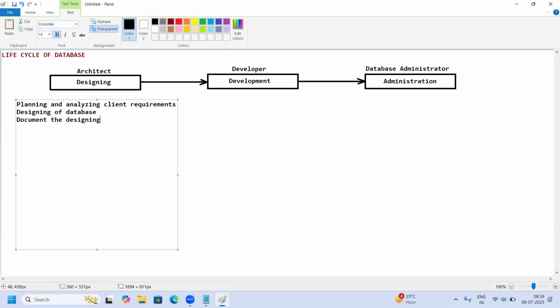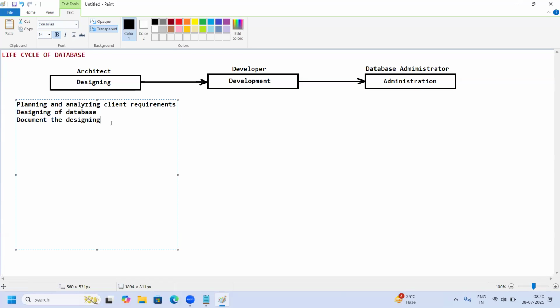He can't deny writing the document. Whatever he is designing, he has to write in the form of what? Document. Why should he write? The reason for writing is that designing sometimes goes on for months together. In between, if he leaves the job, then someone who comes as a new architect in place of him should know till what point he completed the designing, and from where he should start, right? So for that reason, he is supposed to document the designing.